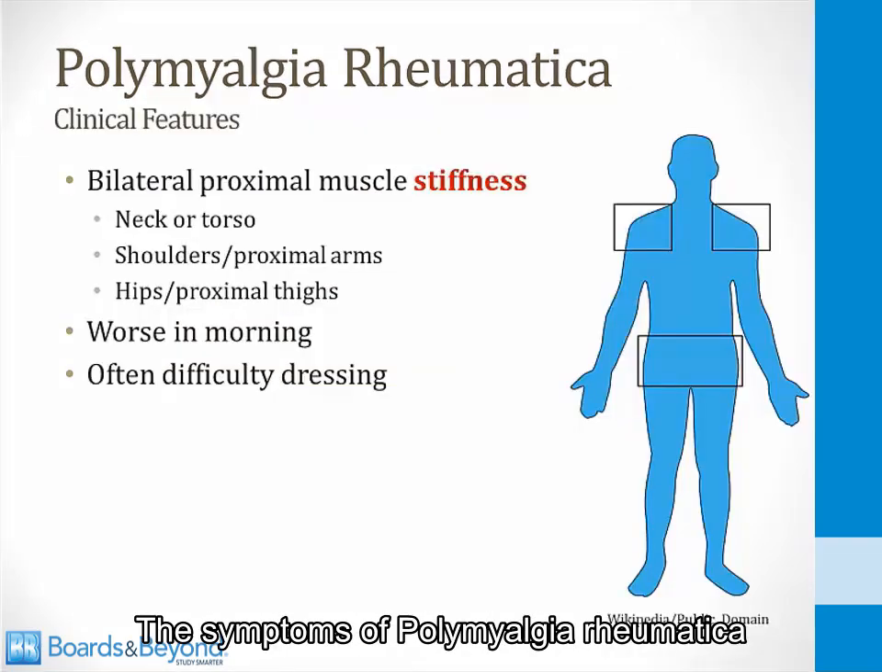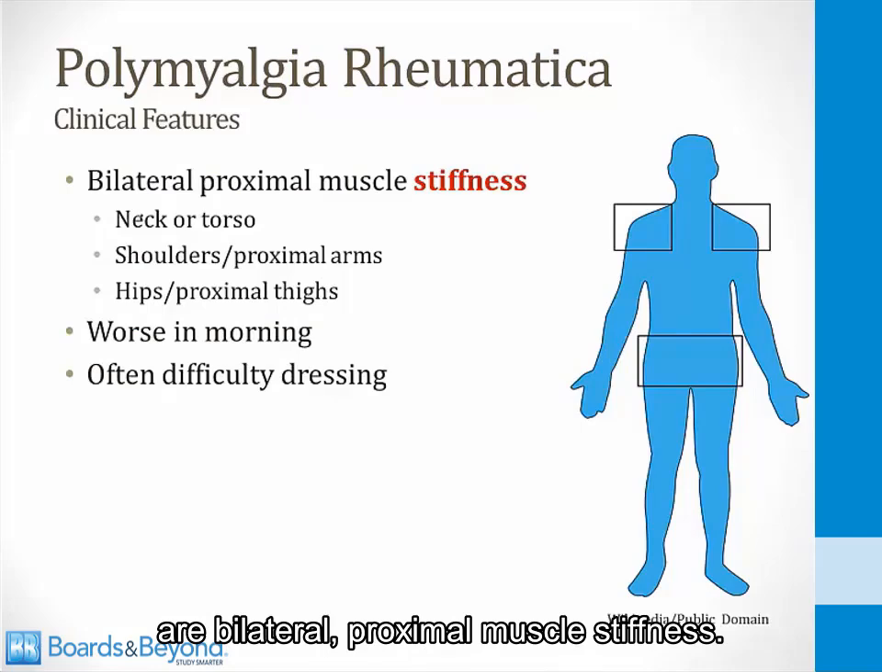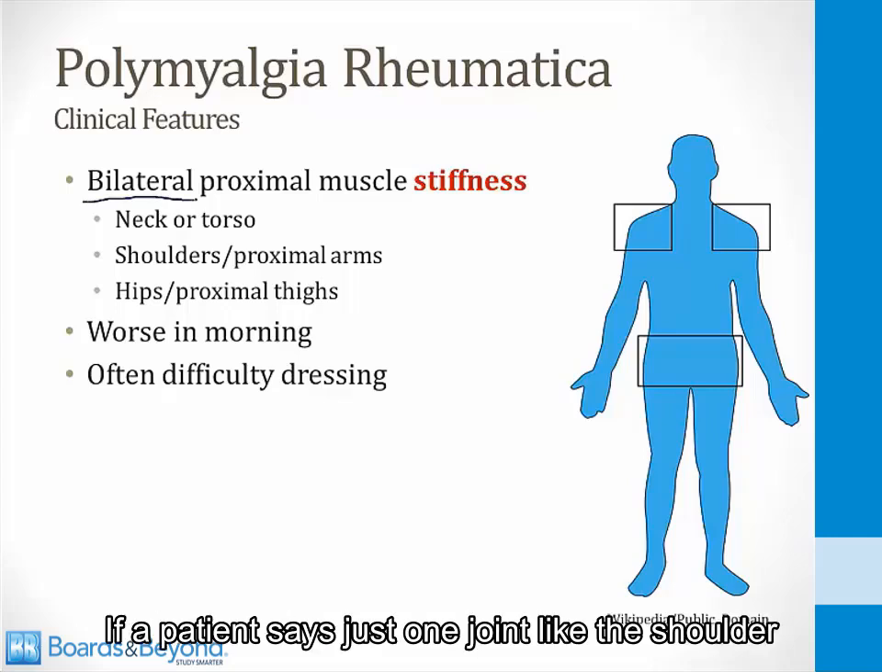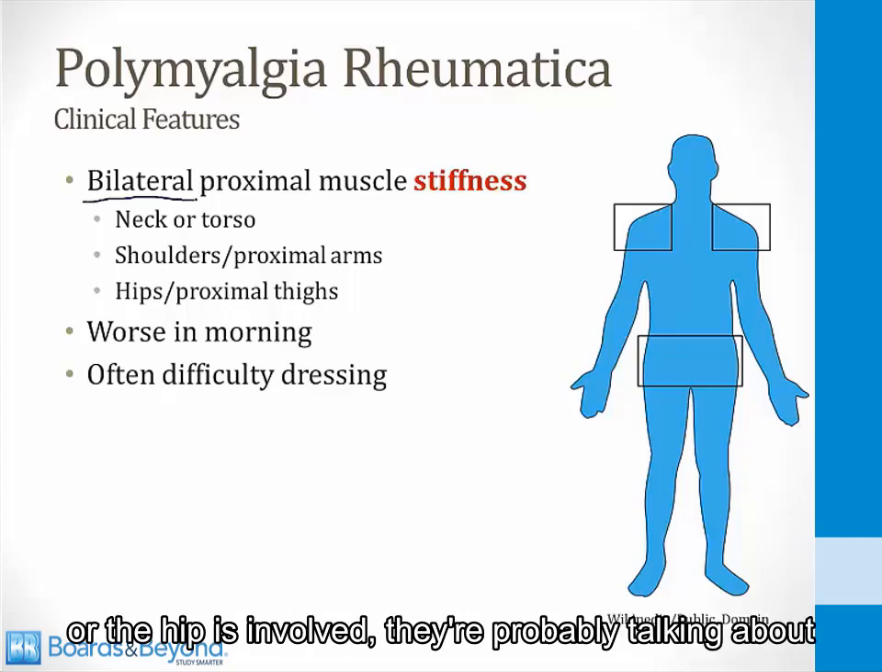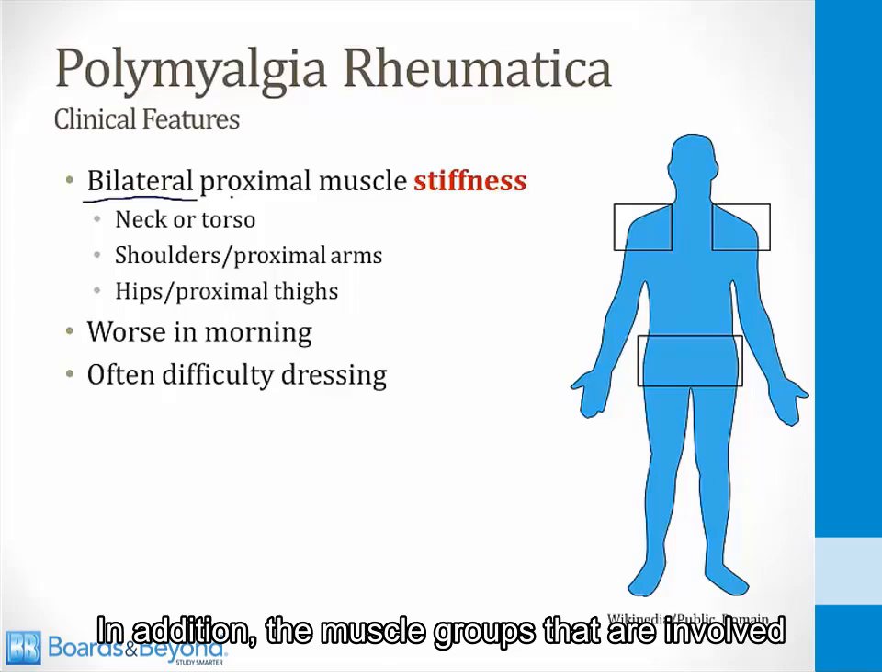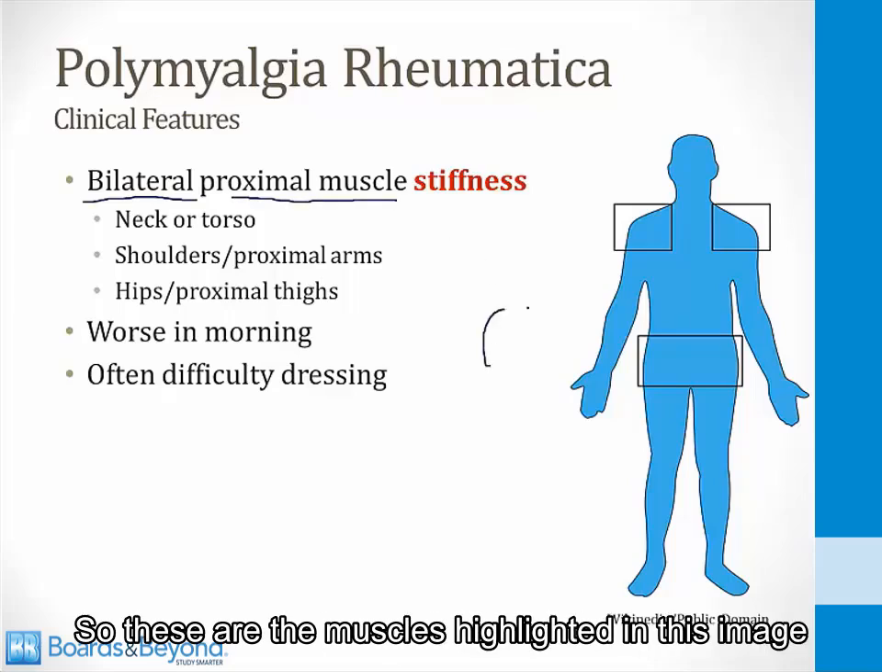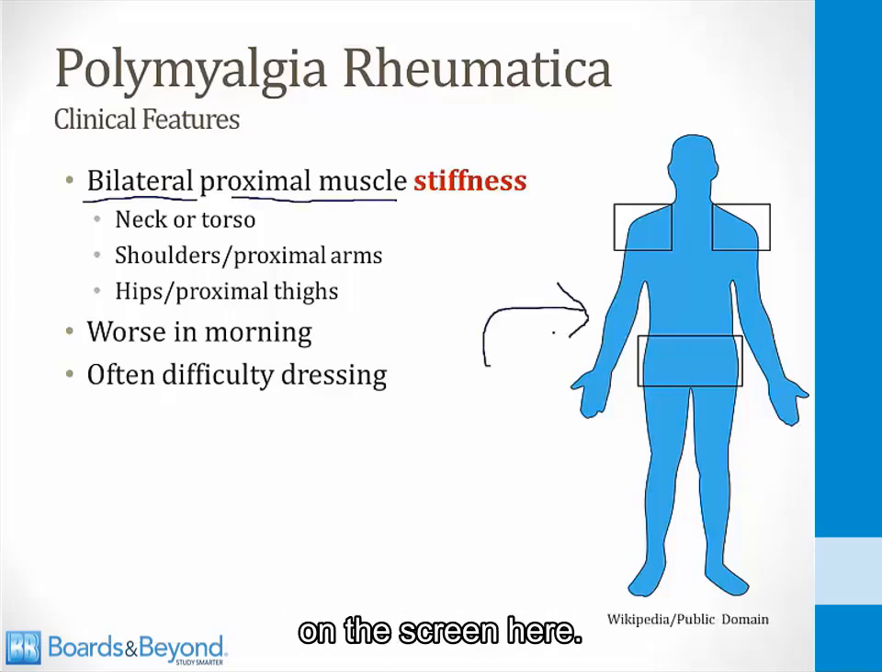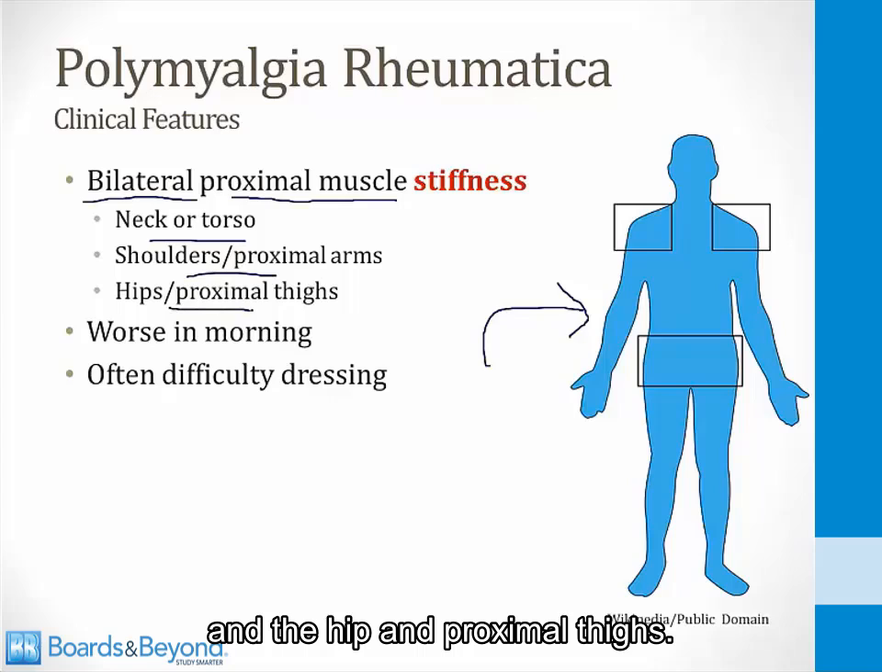The symptoms of polymyalgia rheumatica are bilateral proximal muscle stiffness. So first of all, the symptoms are bilateral. If a patient says just one joint like the shoulder or the hip is involved, they are probably talking about something else. In addition, the muscle groups that are involved are the proximal muscles. So these are the muscles highlighted in this image on the screen here. This includes the neck and torso, the shoulders and proximal arms, and the hip and proximal thighs.